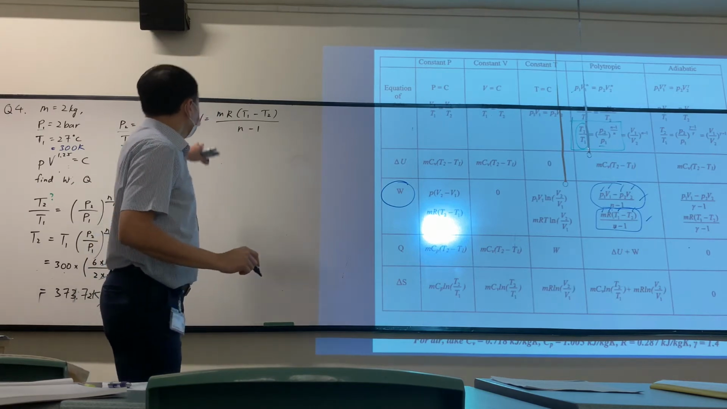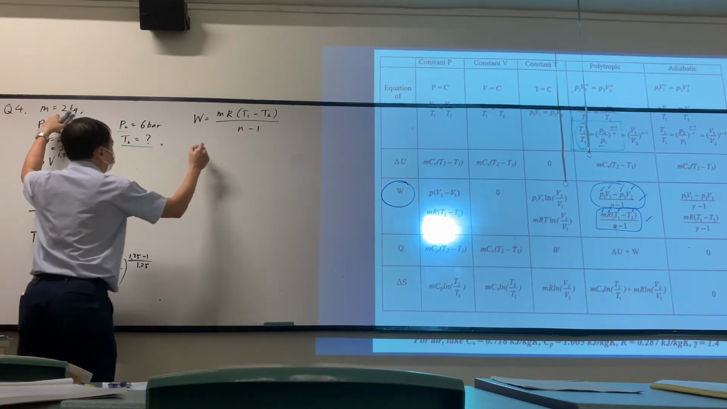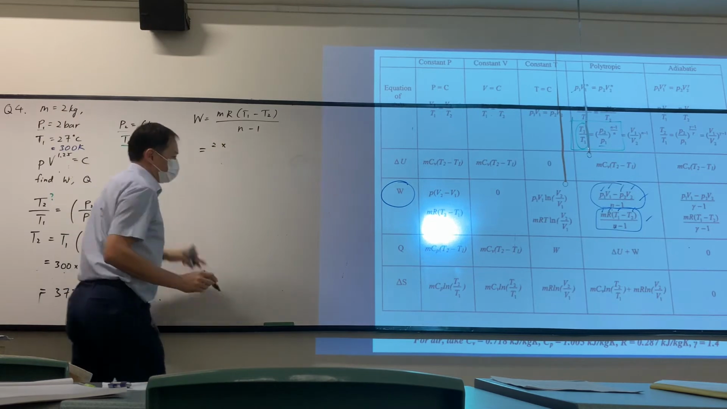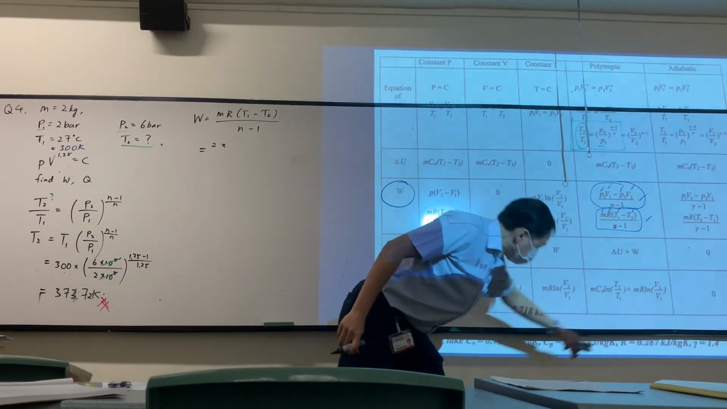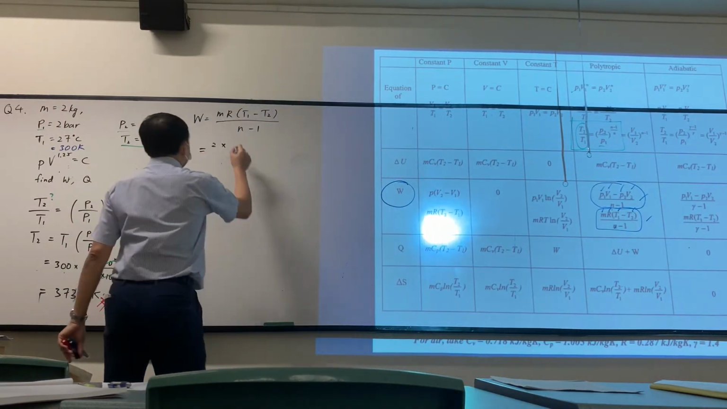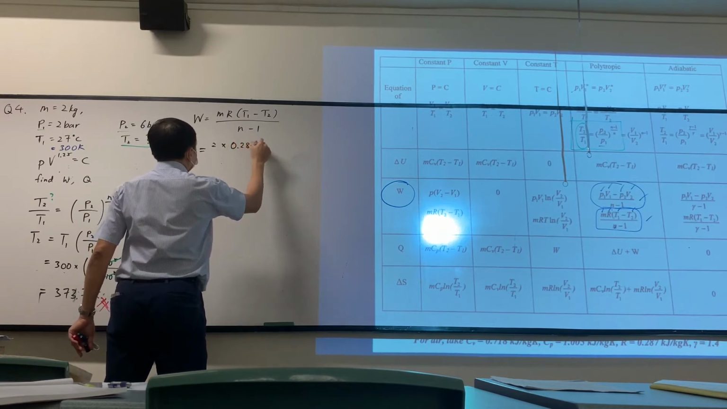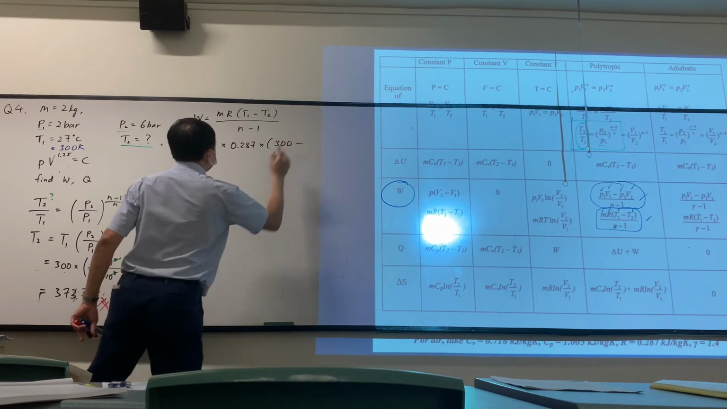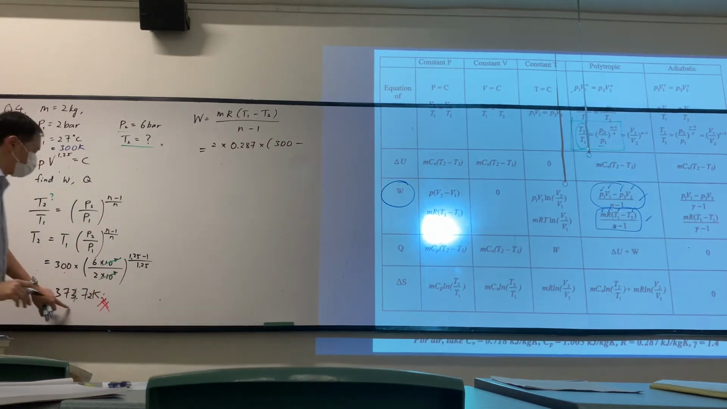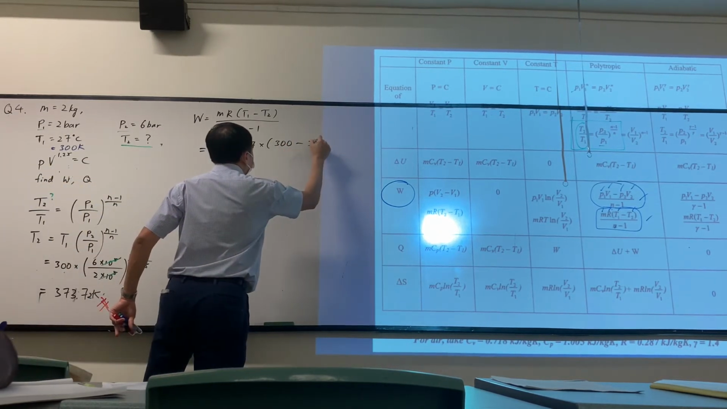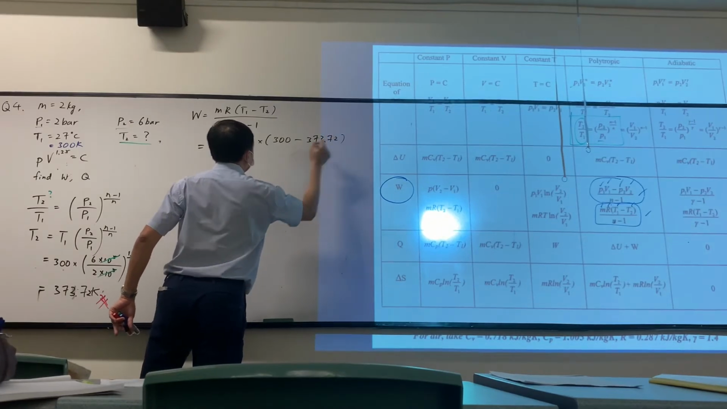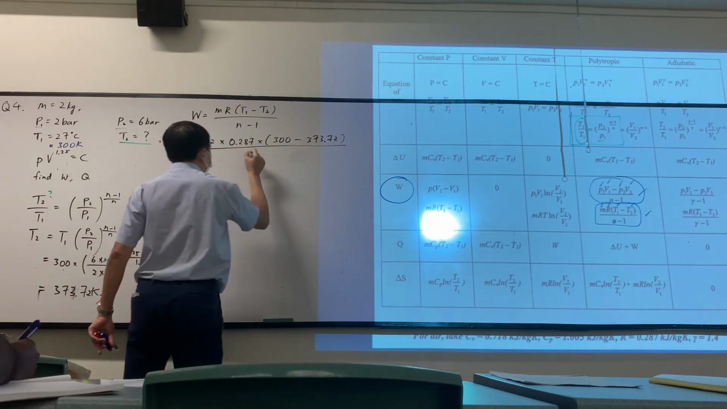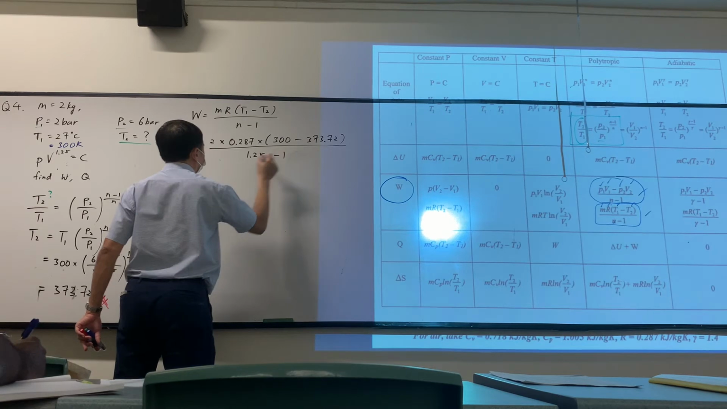Okay, so M, we already have 2 kilograms. R is 0.287, T1 is 300, T2 is 373.72. So divide by n, 1.25 minus 1.